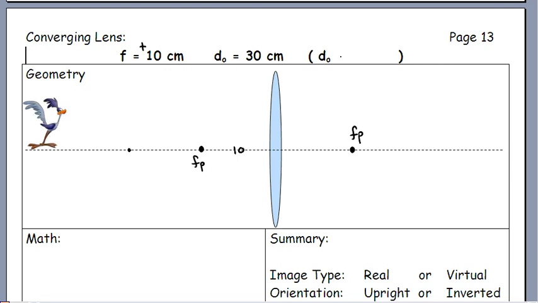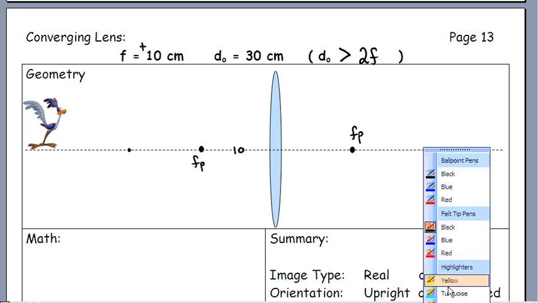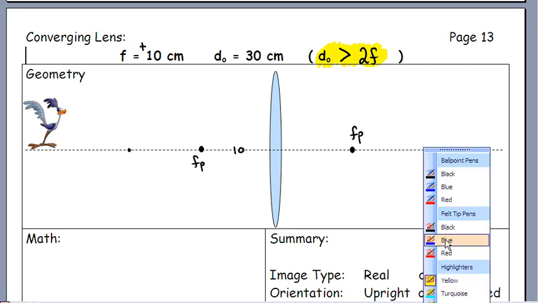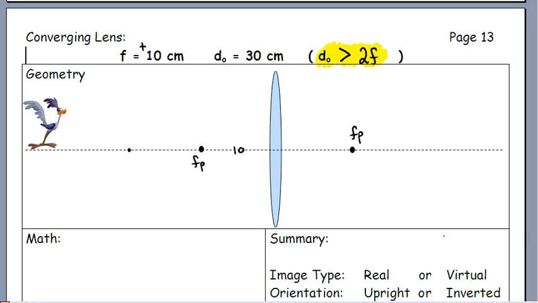So this particular story is an example of what happens if DO is bigger than two Fs, than two focal lengths. So again, for this story, the focal length is 10 centimeters. What happens if you're more than 20 centimeters out? And the answer is this picture here. Let's try it with a ray diagram first.